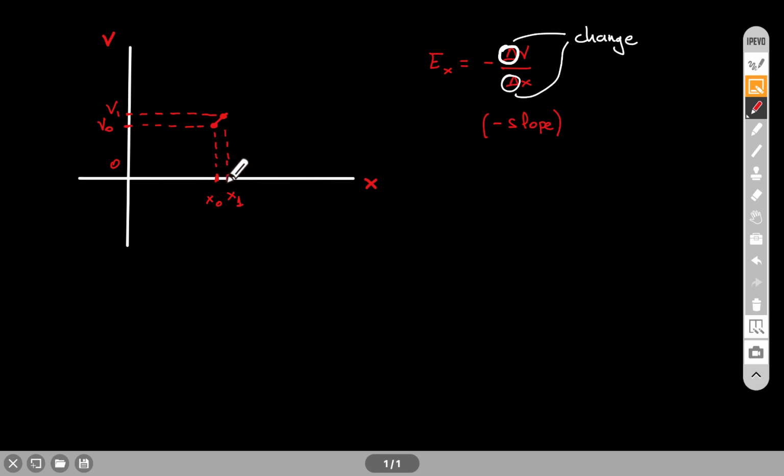So, single point, single potential value, insufficient to tell you anything about the electric field. Not only can you not find the electric field from a single value, you have absolutely no idea what the electric field looks like. A single value tells you absolutely nothing about the electric field.